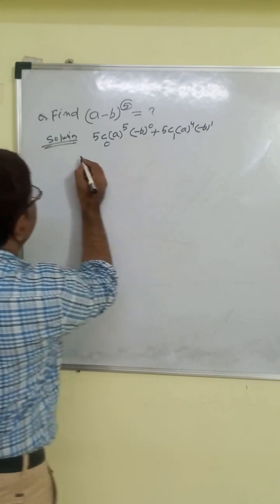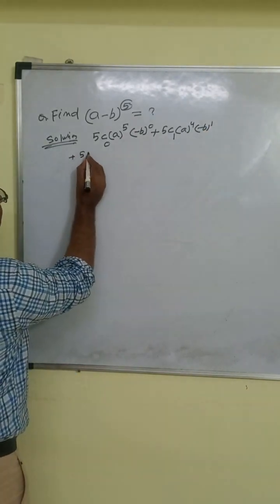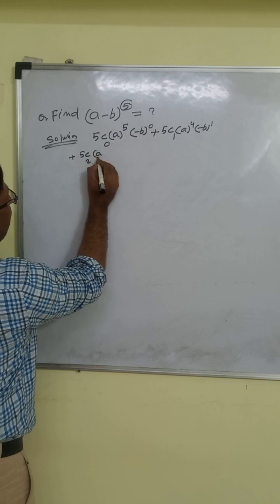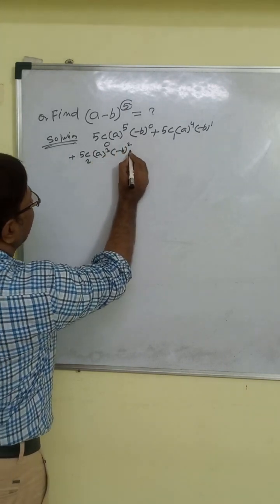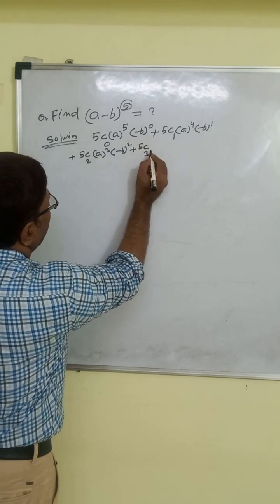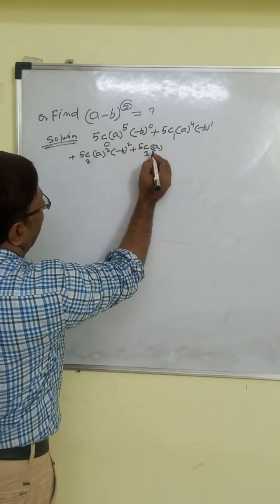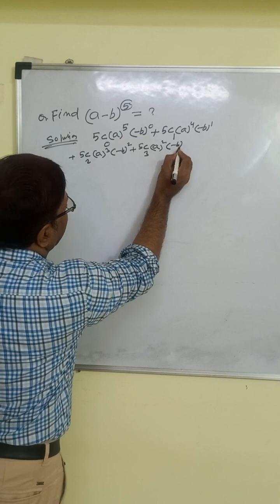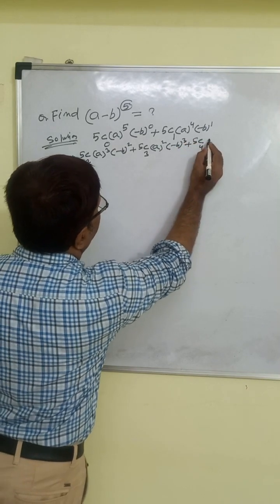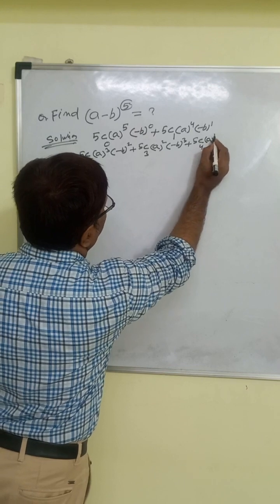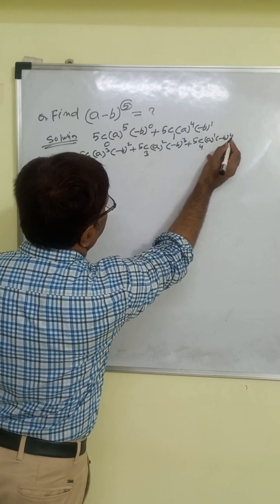1. In the same way here we can write 5C2 and first term is A, 5 minus 2, 3. Second term is minus B, that is 2. Again we can write 5C3. First term is 5 minus 3, 2. Second term minus B power 3. Again we can write 5C4. And first term is A, 5 minus 4, 1. Second term minus B power 4.